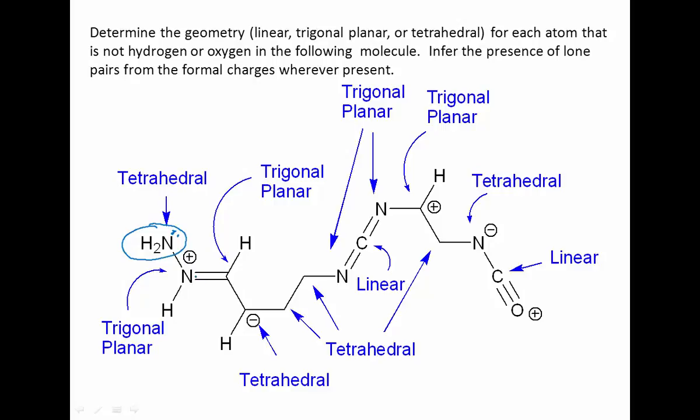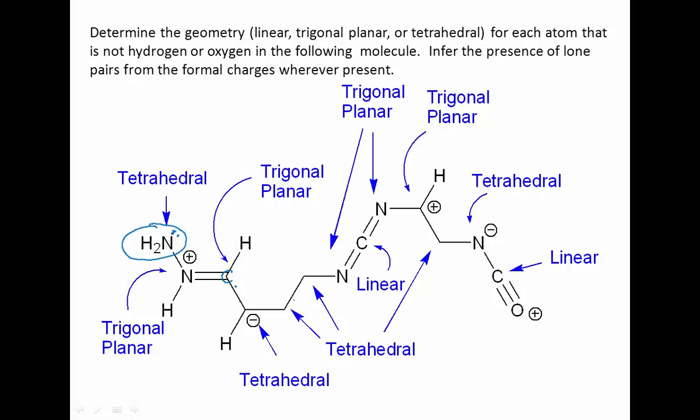This next nitrogen is trigonal, trigonal planar. I don't have any lone pairs. I've got a nitrogen, a hydrogen, and another carbon over here attached. This carbon is trigonal planar. Again, no lone pairs, a hydrogen, another carbon, and the nitrogen are attached.